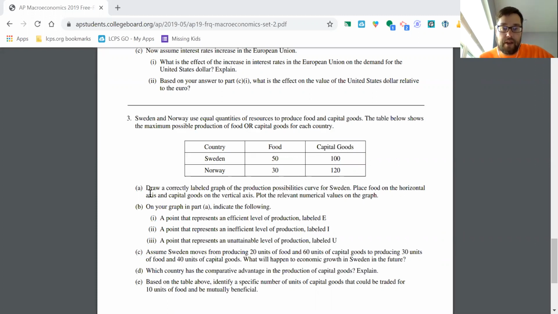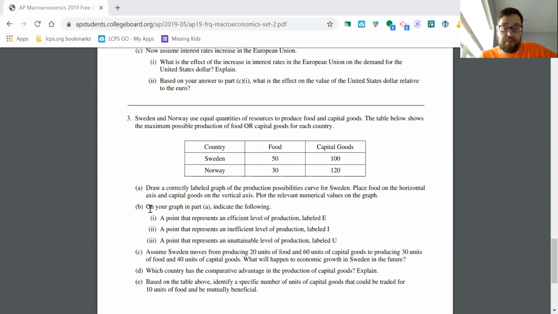Let's look quickly, because parts A and B are going to be essentially on the same graph. Part A is: draw a correctly labeled graph of the PPC curve for Sweden. So we don't have to worry about Norway. They just ask about Sweden, but it's good practice if you draw them both. Place food on the horizontal axis and capital goods on the vertical axis, and then plot the relevant numerical values. So really part A is just asking for a PPC curve for one of the countries, for Sweden.